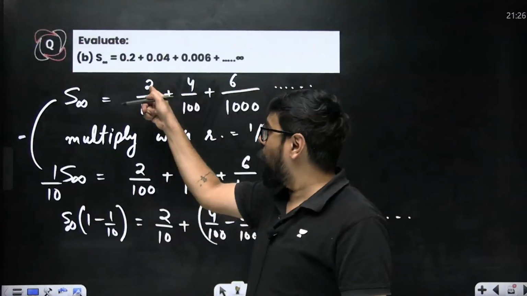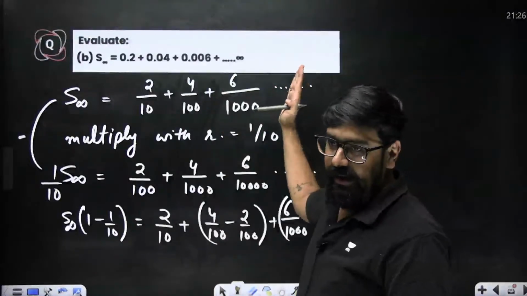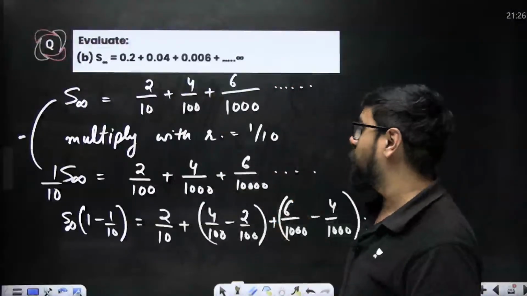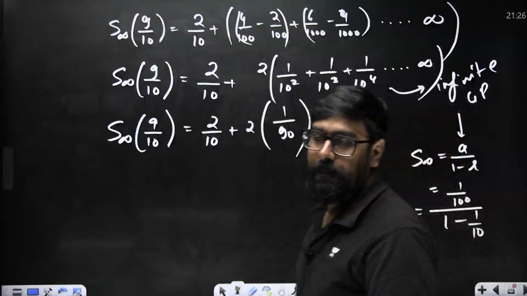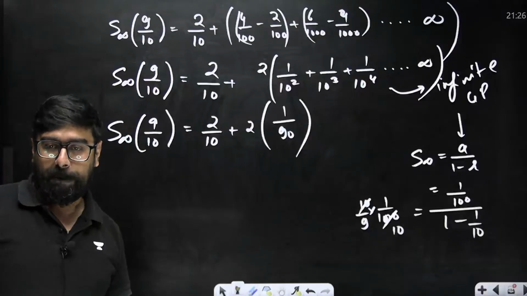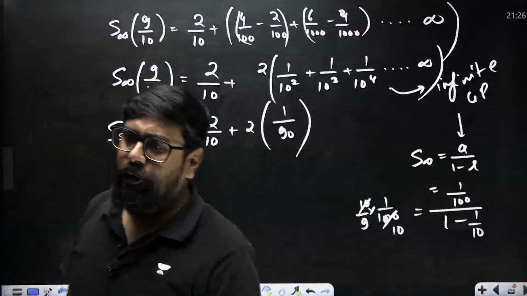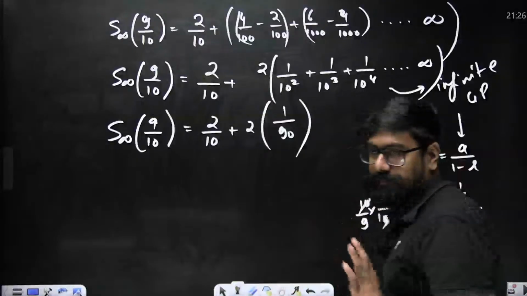Here, if only 2 was there and the rest of the series was starting from here, then that formula could work, but here it won't work. Here you'll have to solve it just like this. The formula won't work. So it's better that we don't remember the direct formula. Our answers might come wrong.